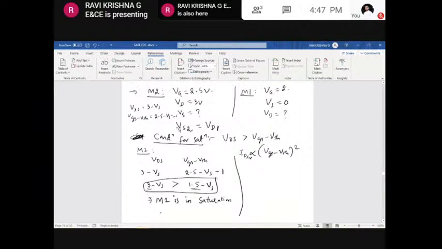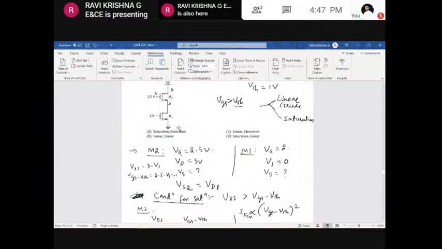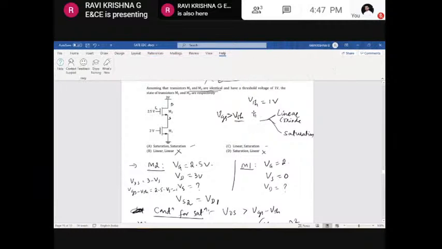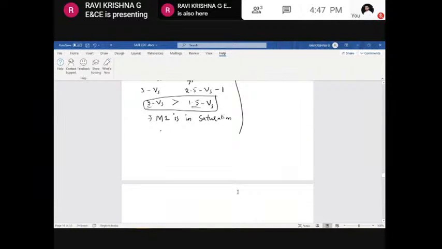If you just look at these options, M2 is in the saturation, which means either this option can be correct or this option can be correct. But this option is completely wrong and this option is completely wrong, because here M2 should be operated in the saturation region. Either A or C can be possible. Now let us assume M1 is also operating in the saturation region.